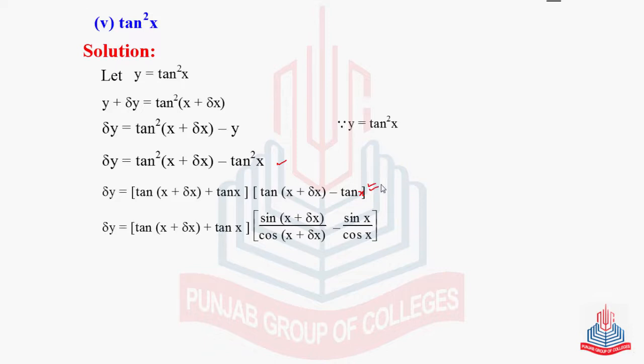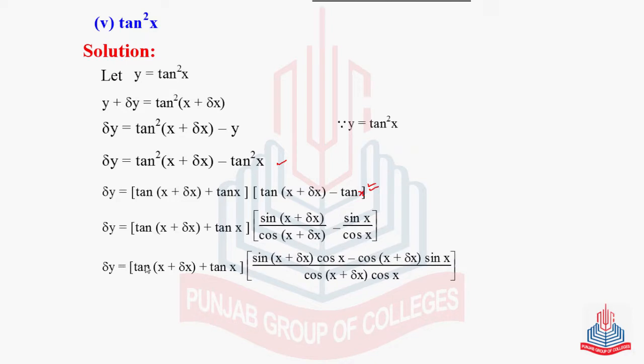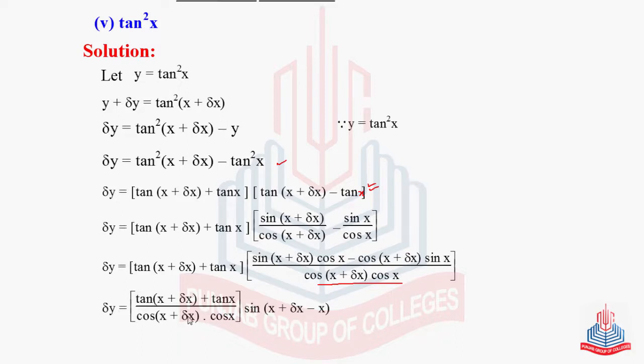So that will become sin x plus delta x divided by cos x plus delta x minus sin x over cos x. So this tan x plus delta x plus tan x is actually unaffected, and by simplifying this one, we take an LCM, cos x plus delta x and cos x. So this will become sin x plus delta x cos x minus cos x plus delta x into sin x. And now this is tan x plus delta x plus tan x, and this cos x plus delta x cos x is actually the denominator of this part.